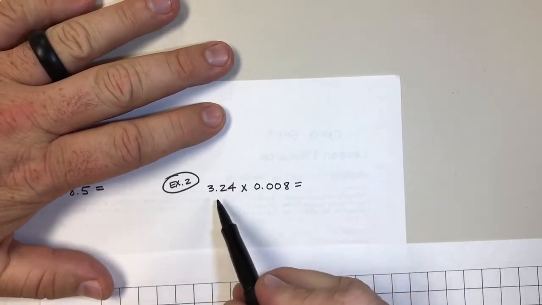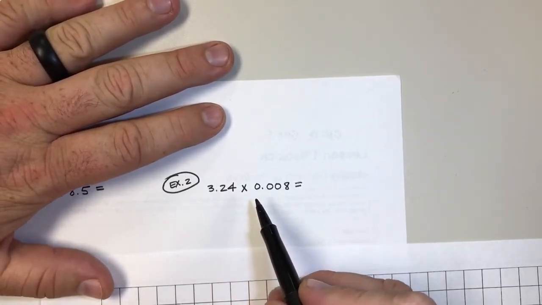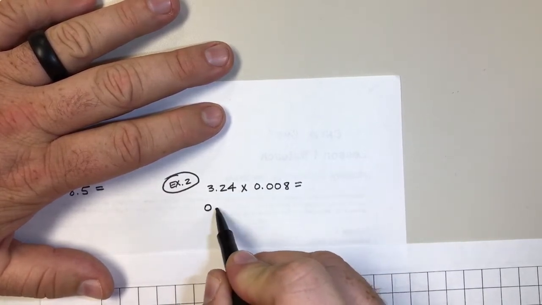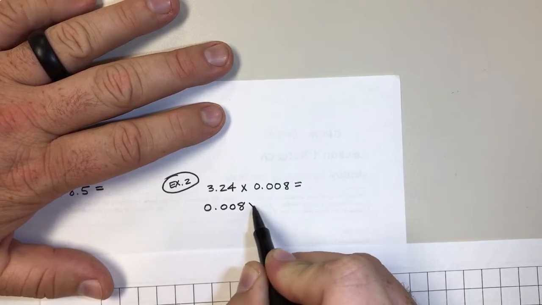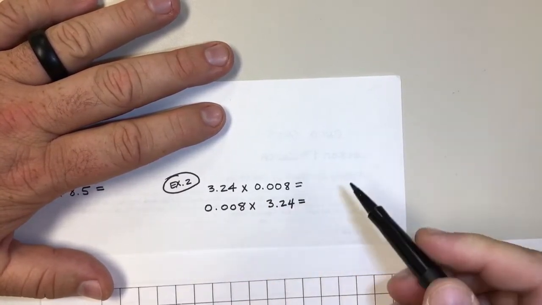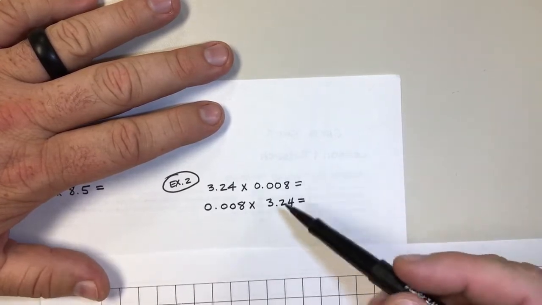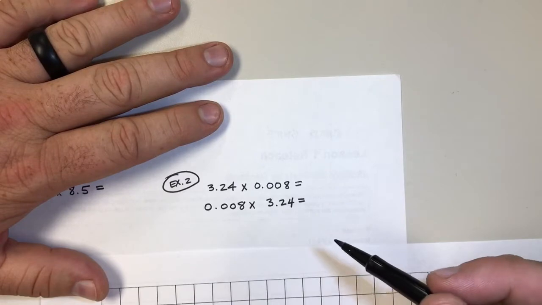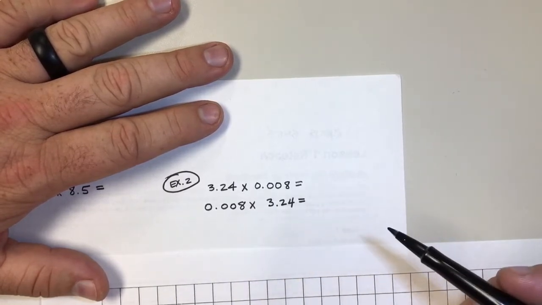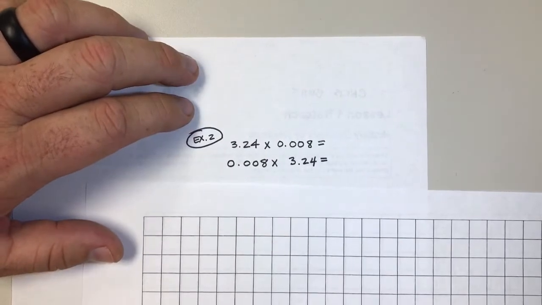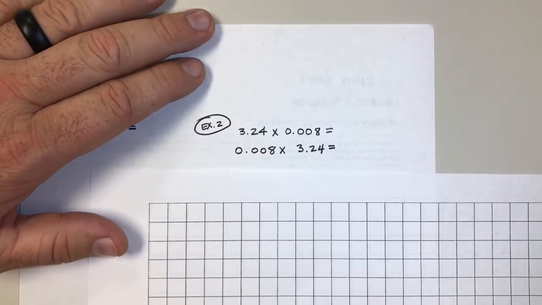So we could look at this as 3.24 times 0.008, or we could look at this as 0.008 times 3.24. It does not change our answer because of the rules of multiplication. It's the same thing as you would get if you had 3 times 2 is 6 and 2 times 3 is also 6. It's a property of multiplication, and it is true with decimals.